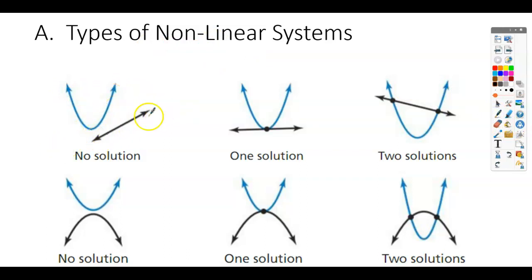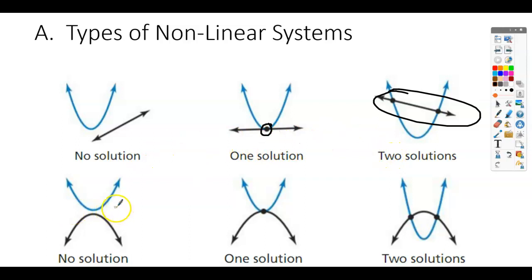You can still get a no solution where they don't hit each other at all, or you could have one solution where they graze each other and just touch at one point, or you could actually have two solutions where it hits twice. But that's pretty much the most you're going to get out of it. Either none, one, or two.